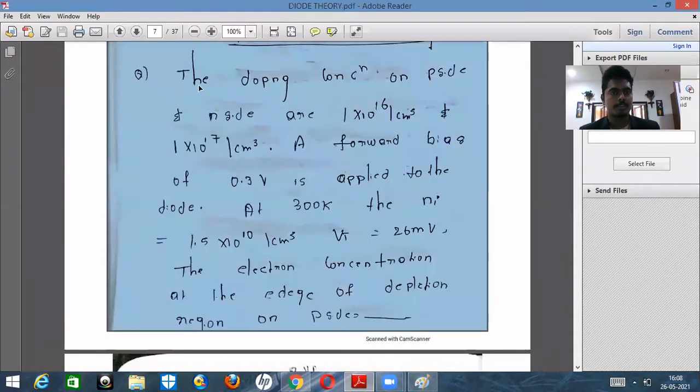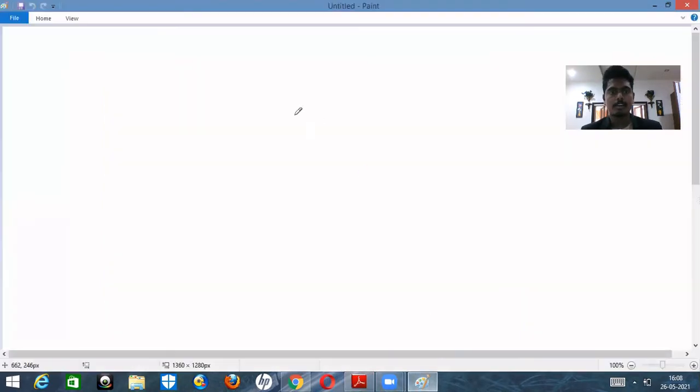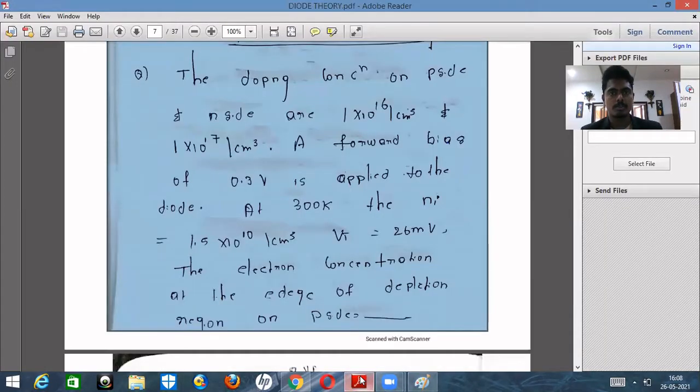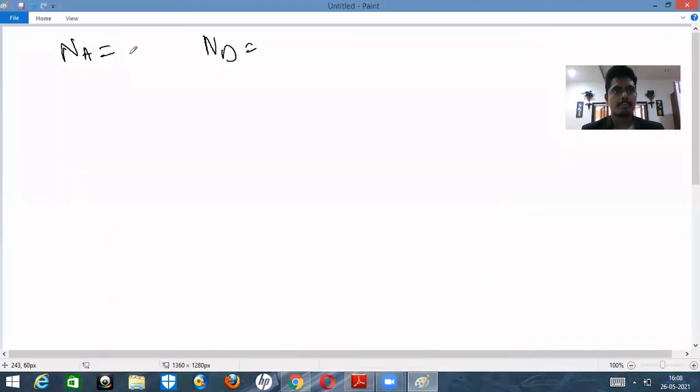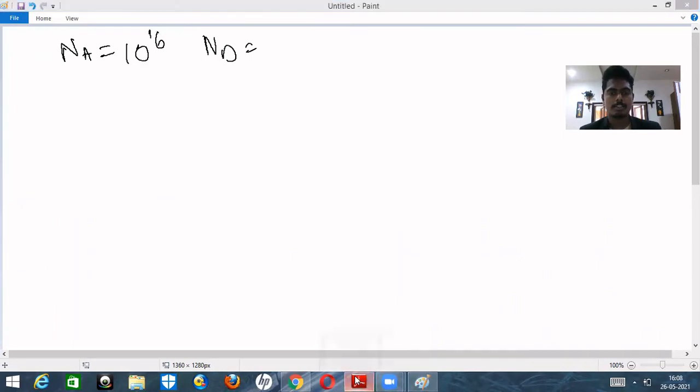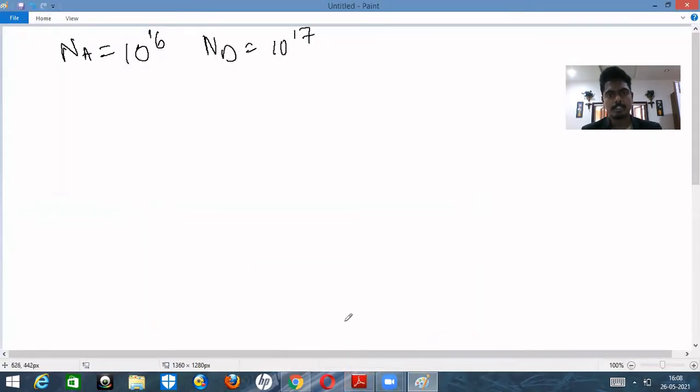So you can see the first problem on the screen. The doping concentrations on P side and N side are 1 into 10 power 16 and 1 into 10 power 17. So simply we have been given Na and Nd, the acceptor and donor concentrations. The doping concentration on P side is 10 power 16, so Na is nothing but 10 power 16. What is the doping concentration on N side? On N side it is 10 power 17.